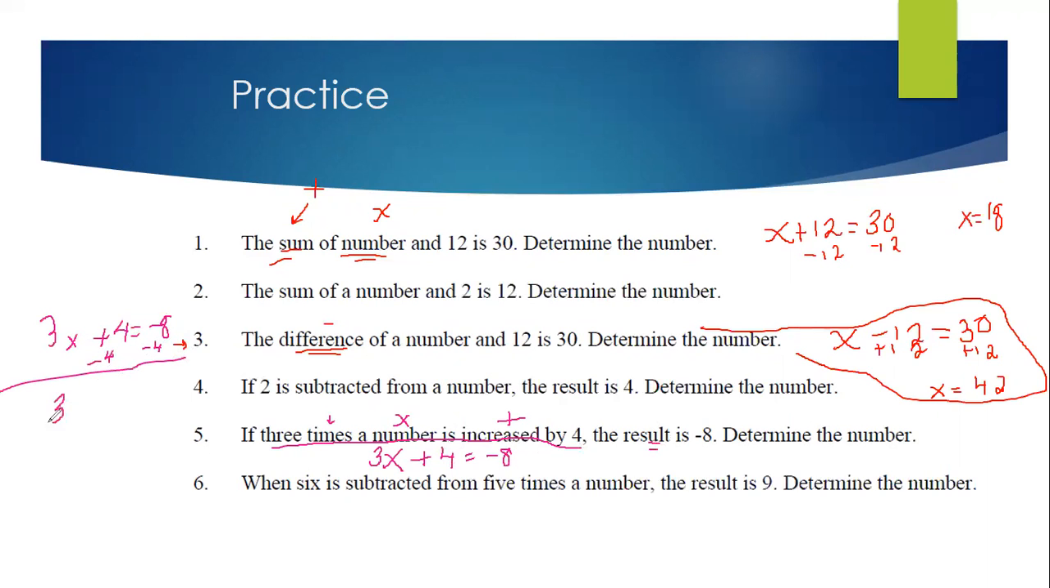I'm going to subtract 4 from both sides. And I'm going to get 3x equals negative 12. Because negative 8 plus negative 4 is negative 12. Divide both sides by 3 so I could get x by itself. And I get x equals negative 4. So this is kind of how you use those steps to solve a word problem. And these are simple word problems.